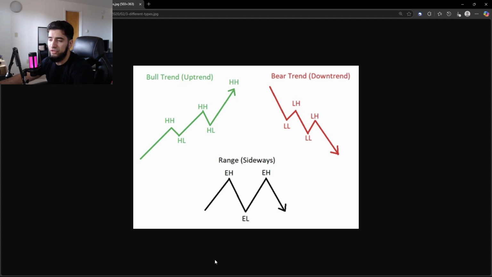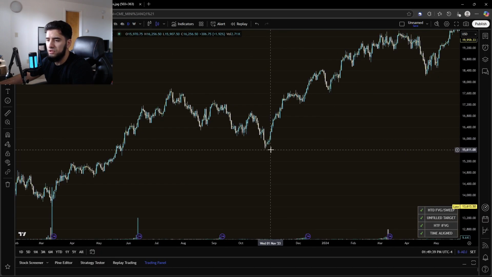So now these are the three main ways the market moves, right? You guys have to know this. This is the core foundational movement of price action and how price moves. And now let's take a quick look at our charts just so you guys can understand it better. Starting off here, right?